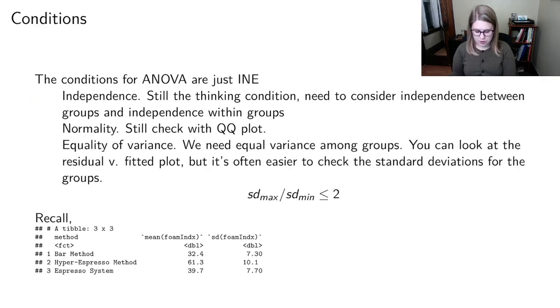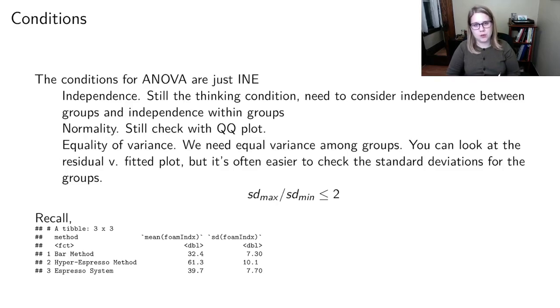And then the conditions for ANOVA are the INE conditions. There's no L anymore because it's not a linear model. We've got different means that we're doing predictions for each group. So we've got the independence condition. That's still the thinking condition. But now you need to think about independence between groups and independence within groups. So are all the individuals, like all the espressos within the bar method, independent from one another? Were they independent draws or trials or experiments? And then is there independence between the groups? Or is there some relationship between bar method and hyper espresso method, or espresso system and bar method? So that's the thinking condition.